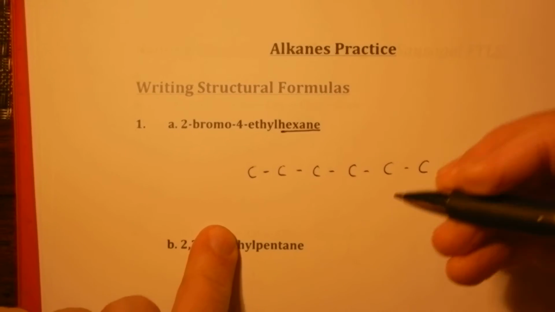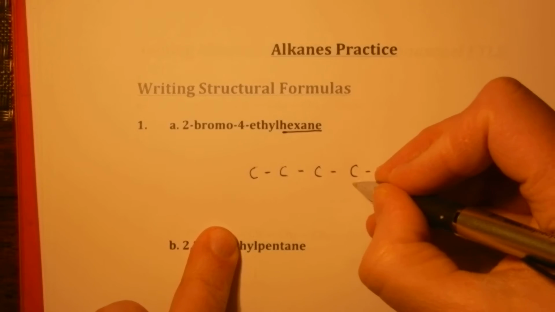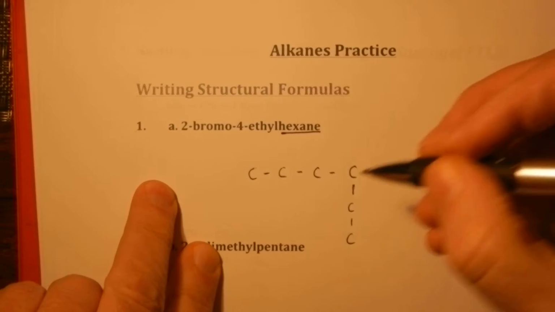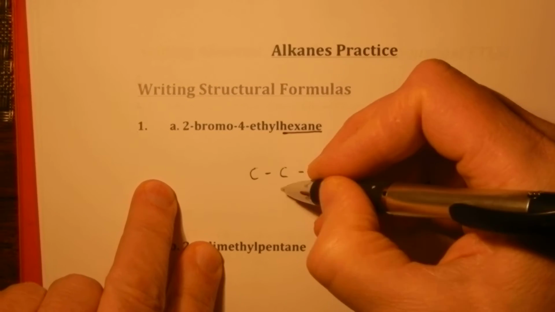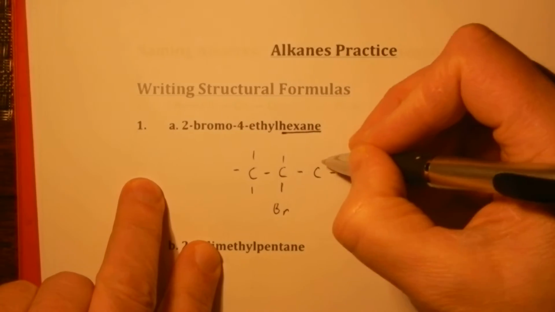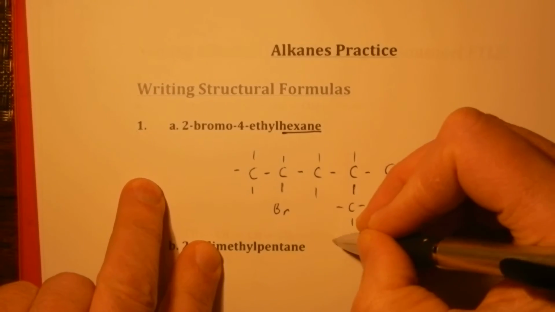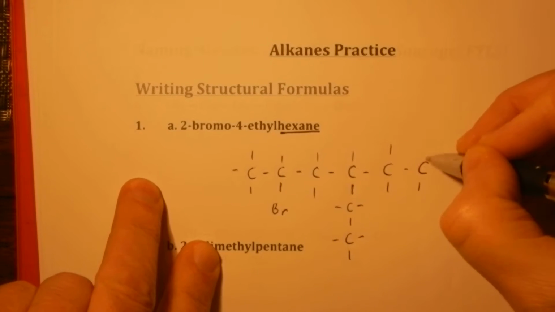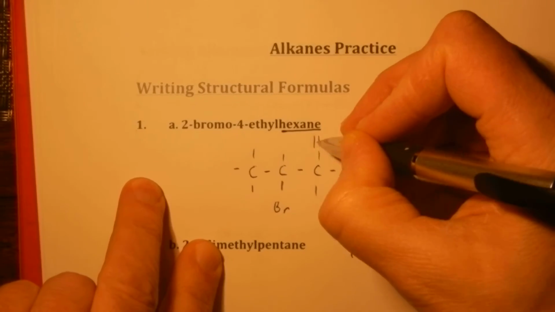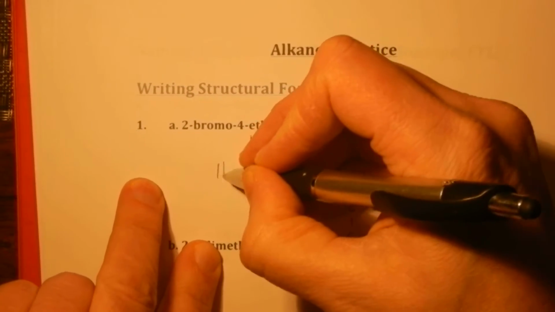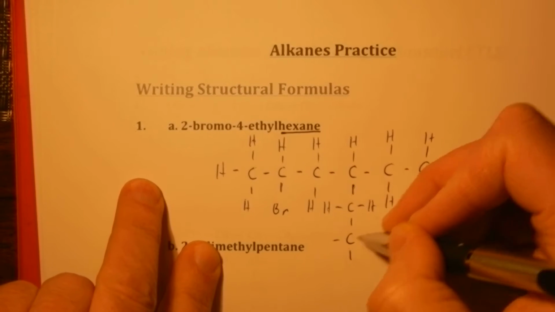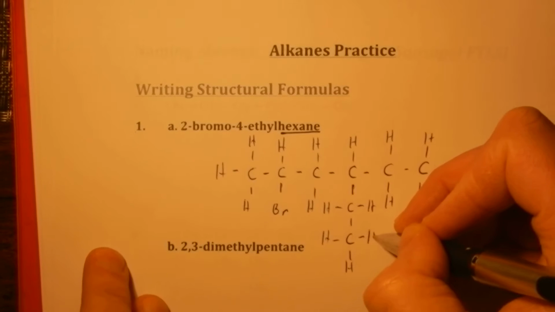Then it says 4-ethyl, so I go 1, 2, 3, 4. On the 4th carbon, I put in an ethyl. And then it says 2-bromo, so if I counted there as 4, this is the 2nd carbon, I put a Br. And then what I do is I make sure all the carbons have 4 bonds around them, and then I load in my hydrogens. So hydrogens are the last thing to pop in there.